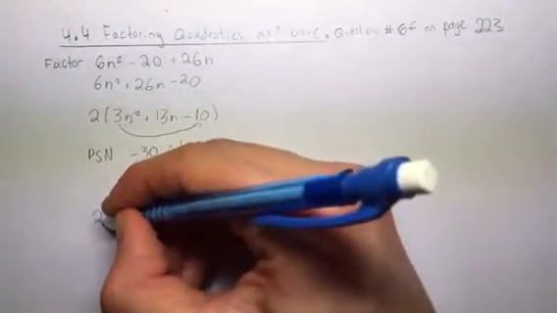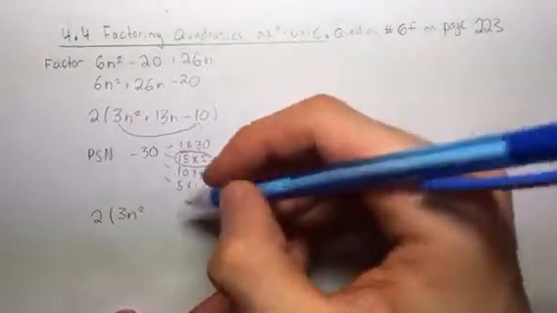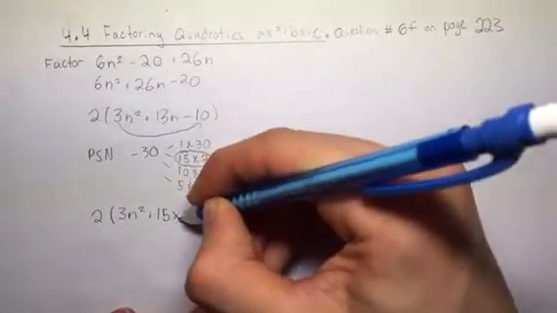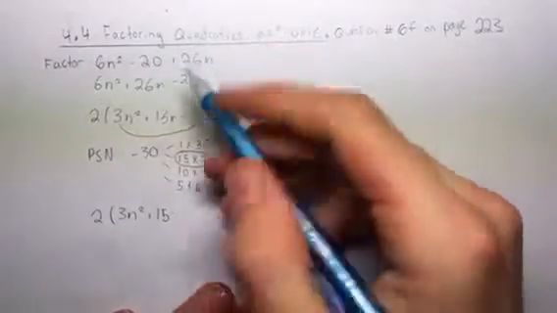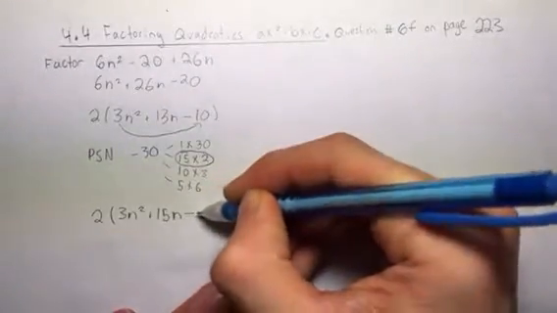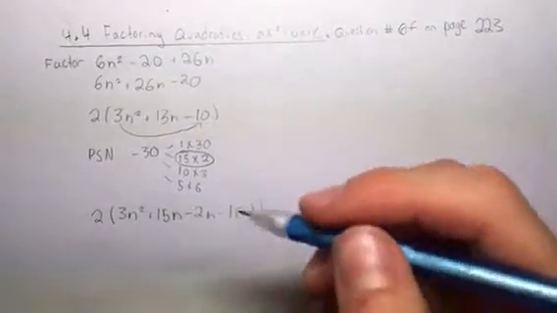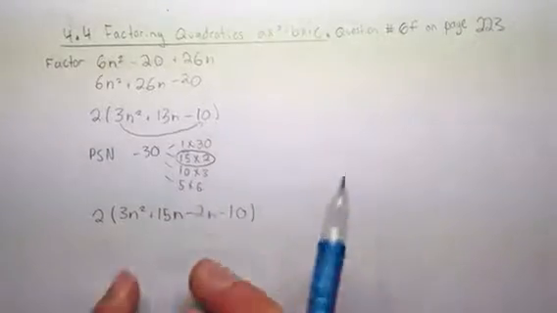So now let's add that into our equation. 2 and then 3n² plus 15n minus 2n minus 10. Okay, now let's keep on factoring that down. Now we're going to split this in two.